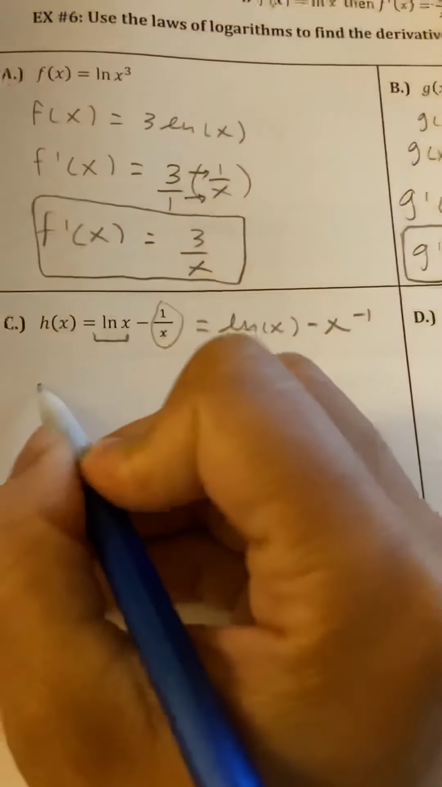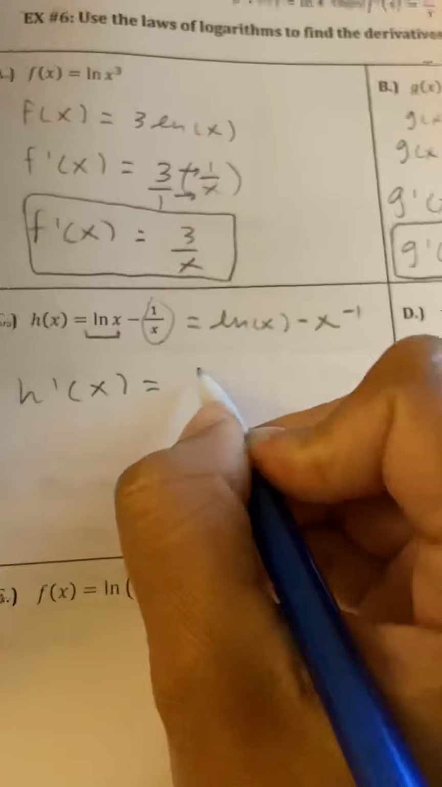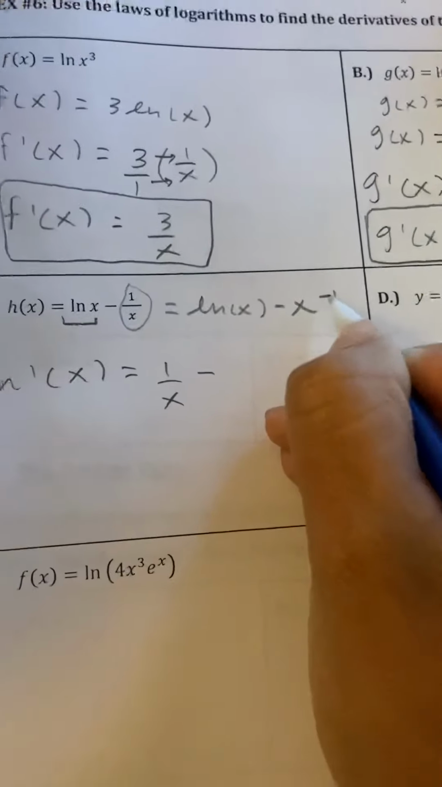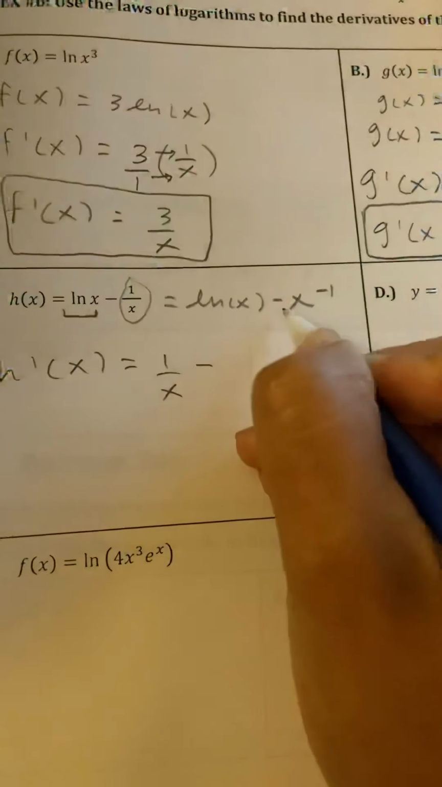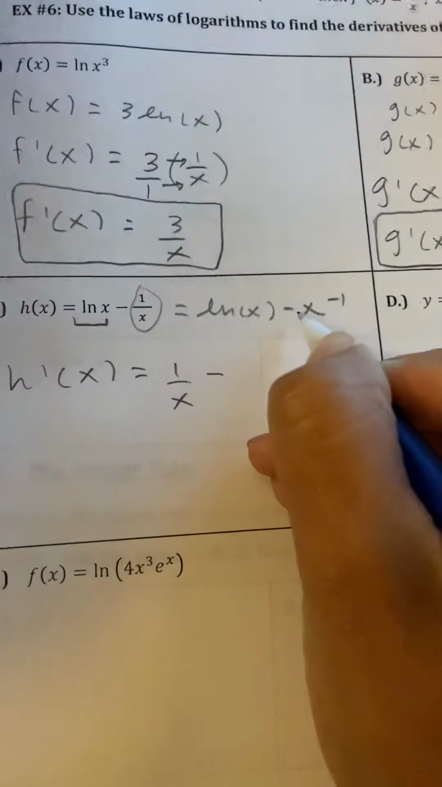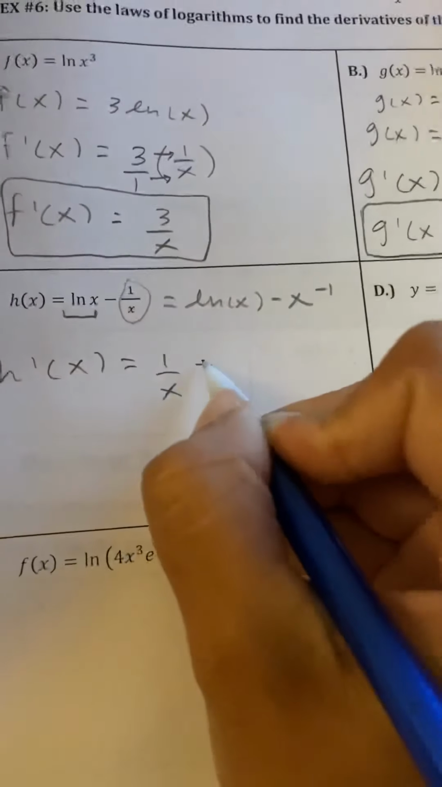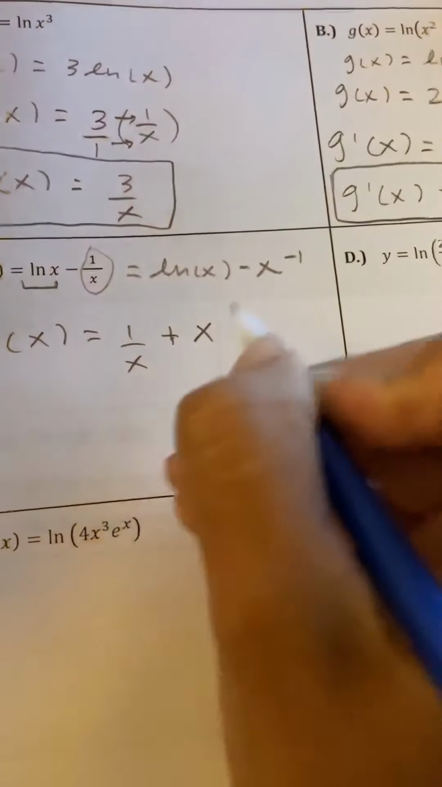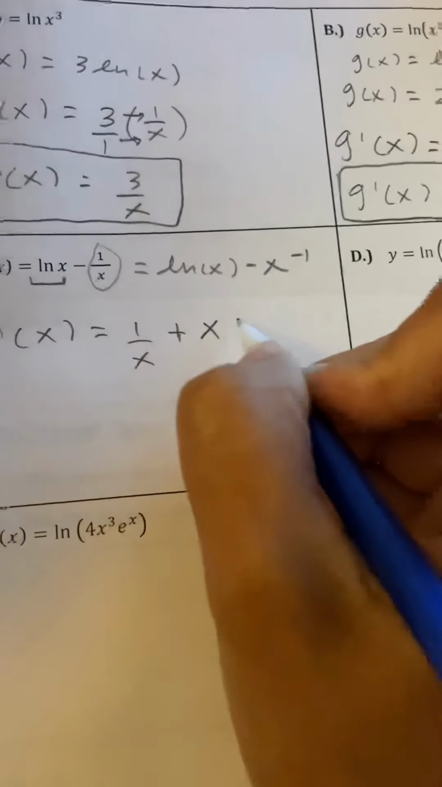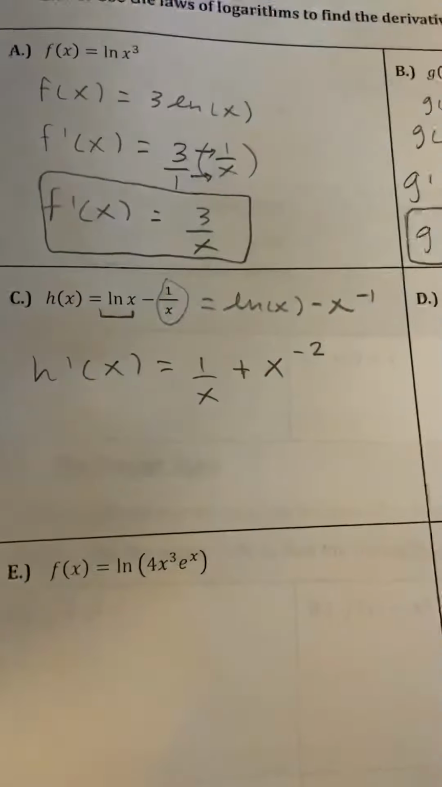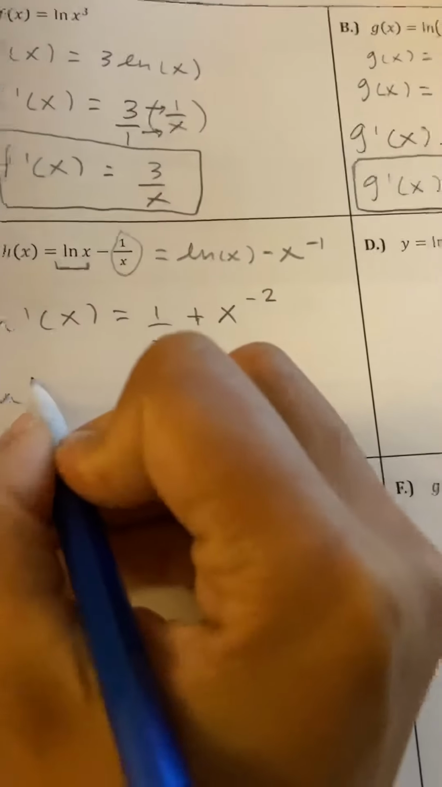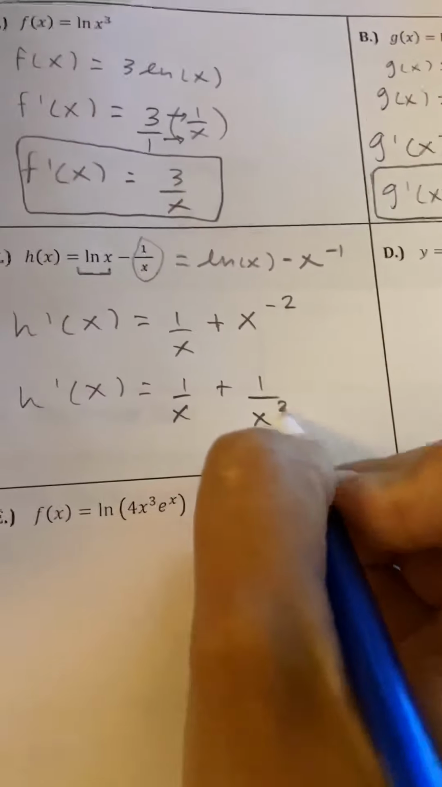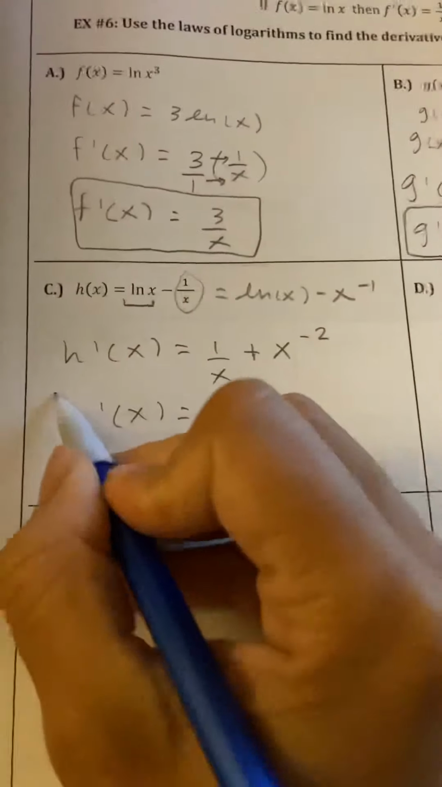So I would have h prime of x is equal to the derivative of ln, which is just 1 over x, minus, well, remember your power rule, move your exponent to the front. So I would have negative 1, but you see how that negative will cancel with that minus here? So I will have plus. And a 1 is invisible, so I'm not going to write it. So I would have x, subtract 1 from the exponent, negative 1 minus 1 is negative 2. Again, rewrite it, make it look pretty. So h prime of x is 1 over x plus 1 over x squared, because we do not like negative exponents, right?